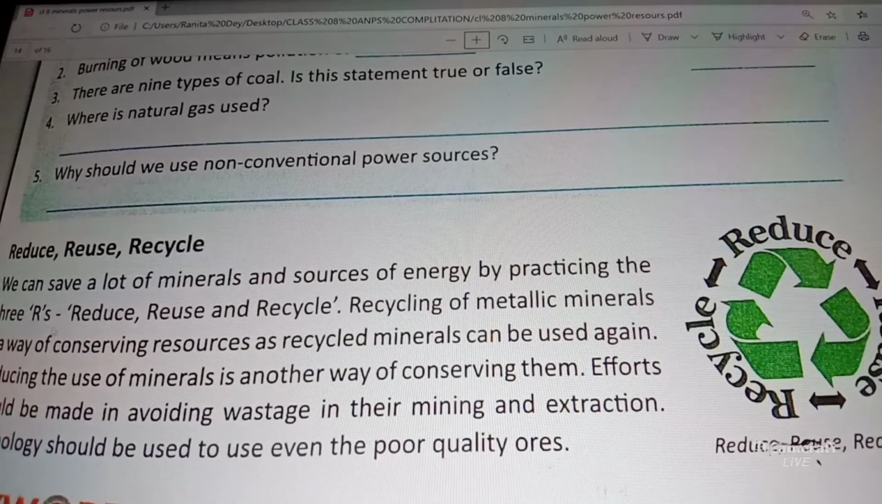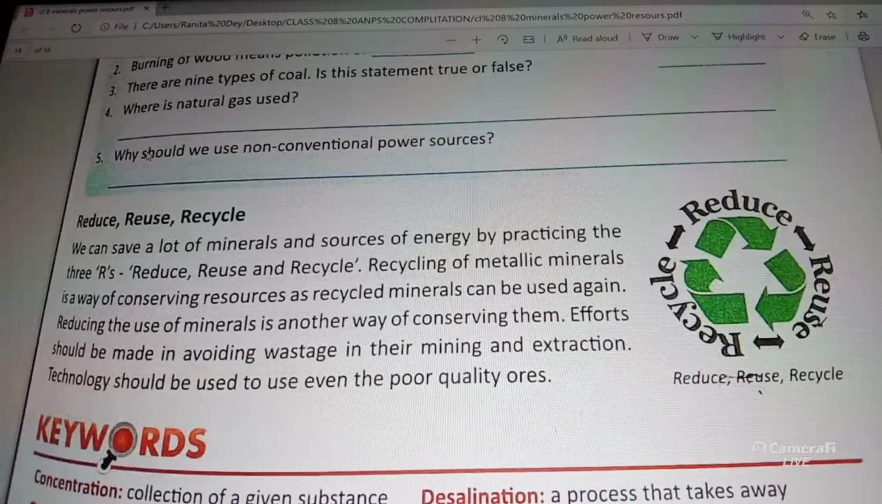Basically, it depicts that we can save a lot of minerals and sources of energy by practicing the 3Rs: reduce, reuse, and recycle. Recycling of metallic minerals is a way of conserving resources, as recycled minerals can be used again. Reducing the use of minerals is another way of conserving them. Effort should be made to avoid wastage in their mining and extraction. Technology should be used even for poor quality ores.